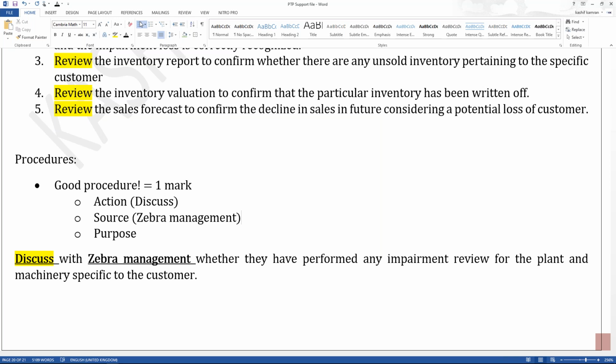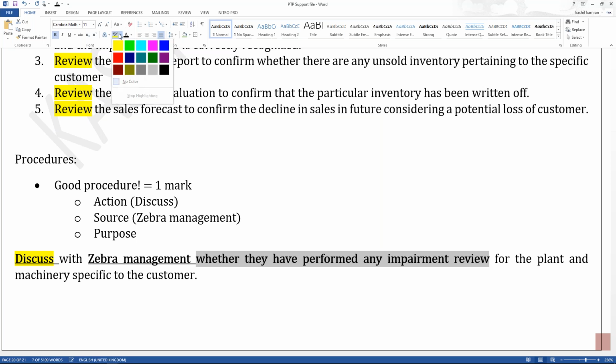So discuss with zebra management. So zebra management is the source. Purpose. Why are we discussing with zebra management? What is the purpose? The purpose is whether they have performed any impairment review. Is that the purpose? Whether. So whether is the purpose, right? What you need to confirm? Whether. And you continue whether.